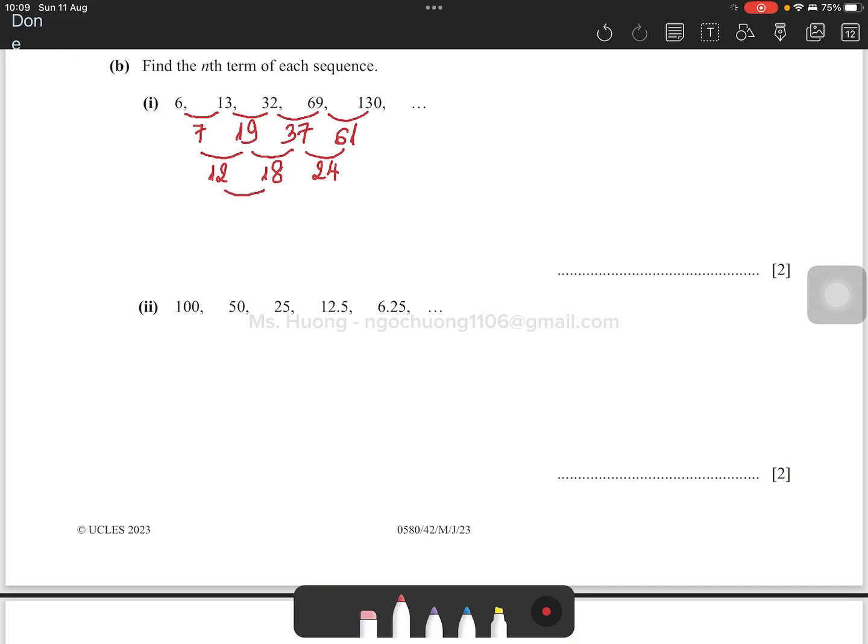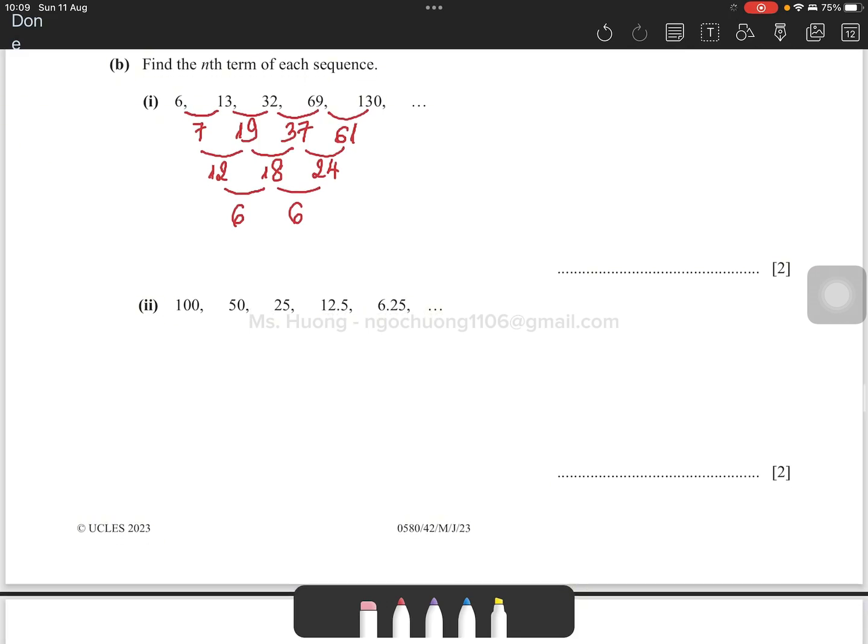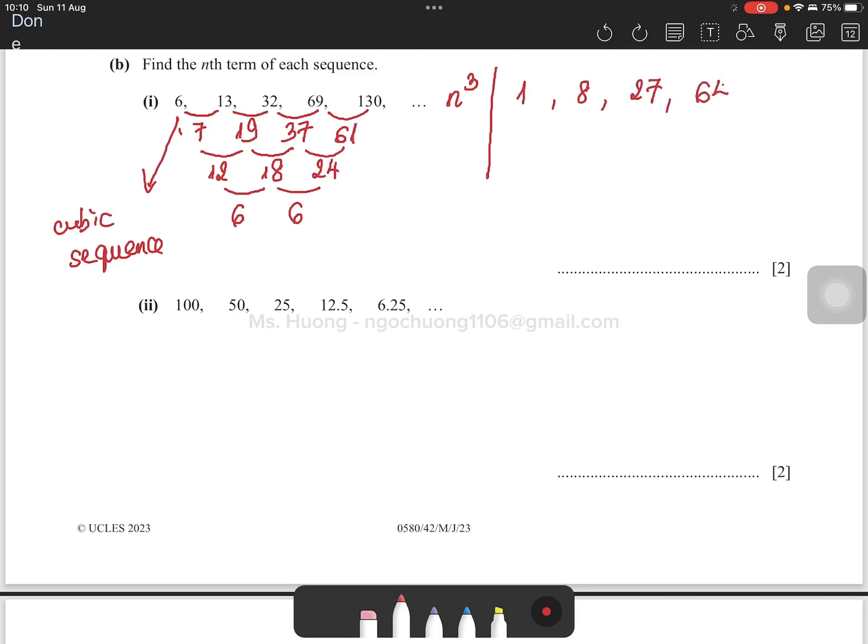Now we check the third difference. 18 minus 12 is 6. And 24 minus 18 is also 6. This means this sequence should be a cubic sequence. And you know that the basic cubic sequence is n cubed. When n equals 1, 1 cubed is 1, 2 cubed is 8, 3 cubed is 27, 4 cubed is 64, and 5 cubed is 125.